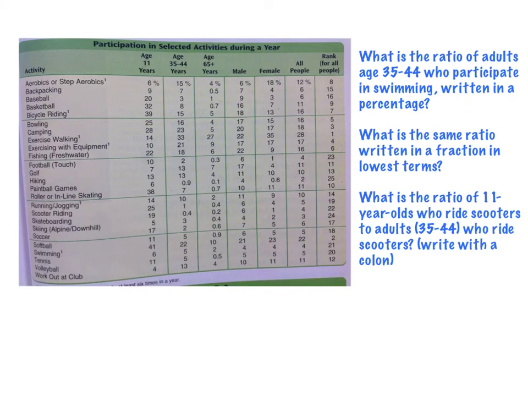Here are your quiz questions for today. You'll need to pause the video and jot down your answers before you try to answer them in Edmodo because you'll need the table. First one, what's the ratio of adults aged 35 to 44 who participate in swimming, written as a percentage? What's the same ratio as a fraction in lowest terms? And then the third one, what's the ratio of 11-year-olds who ride scooters to adults who ride scooters? And I want you to write that one using a colon.